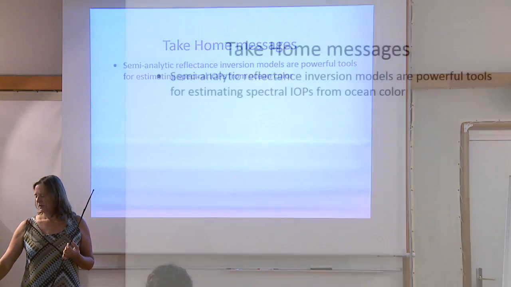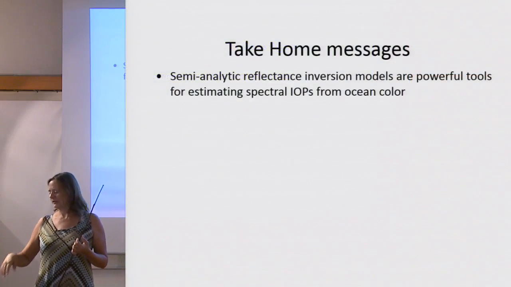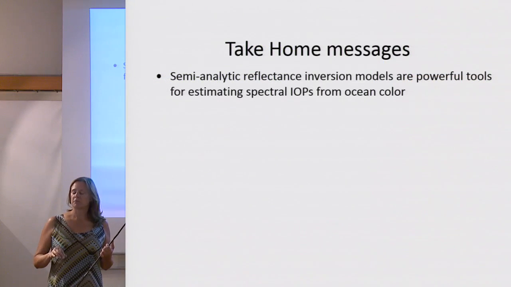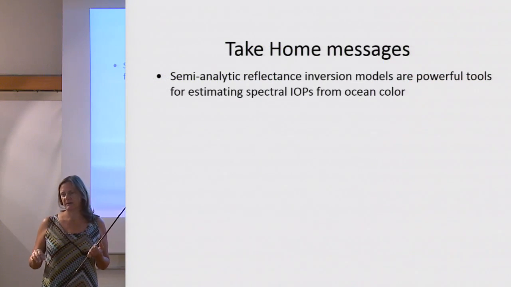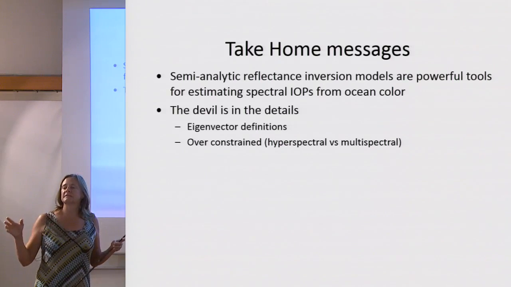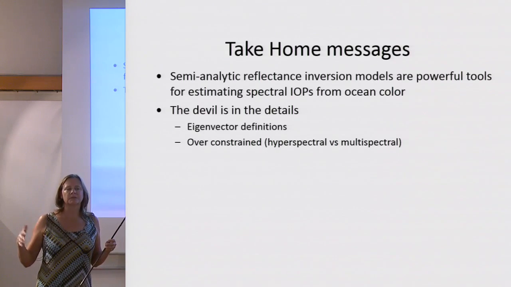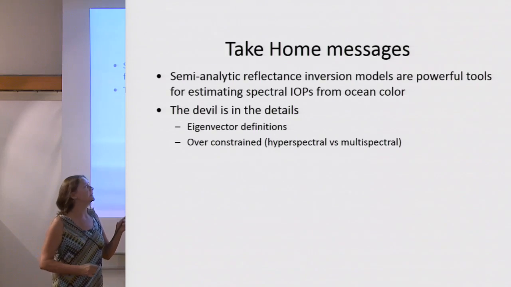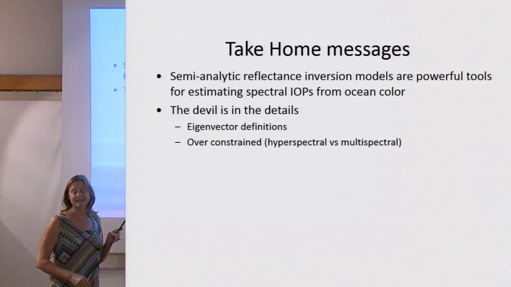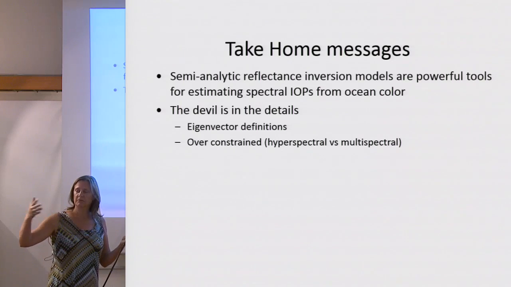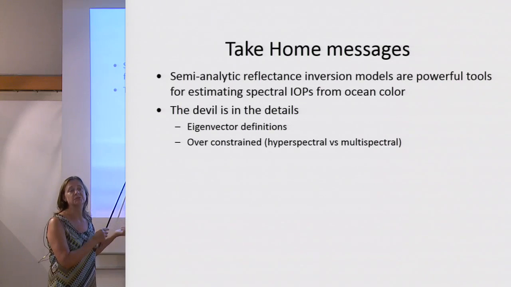Okay, so from the last two lectures, the take-home messages are that these inversion tools are really powerful for estimating IOPs from ocean color. And if you do comparisons, read all the papers, they're all very similar in approach. But, as we say, the devil is in the details. So look very carefully at how the eigenvectors are defined. Remember, these papers are some 20-something years old, as you start to look at the history of them. And there's a lot of evolution through time as we got better and better at actually measuring the eigenvectors.